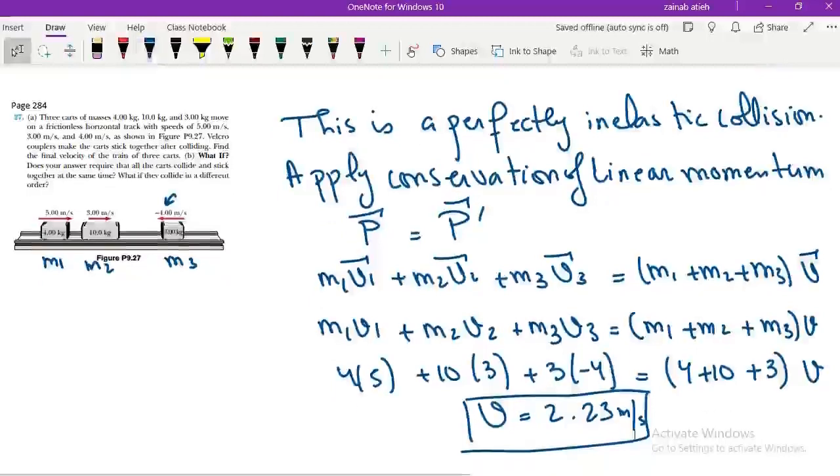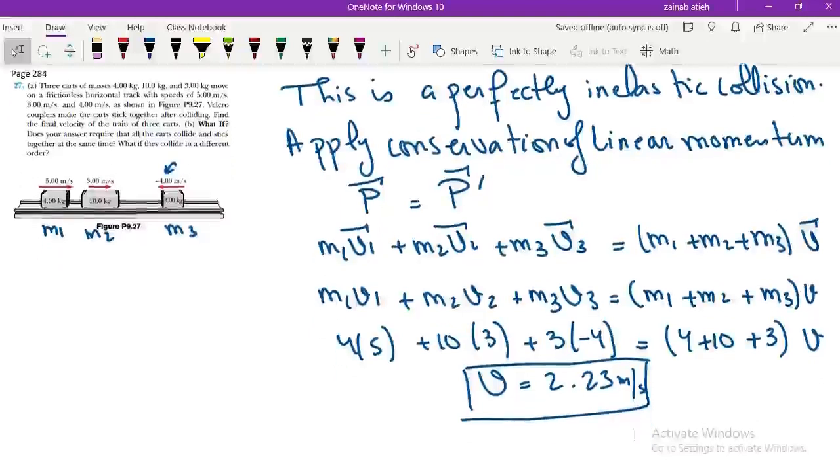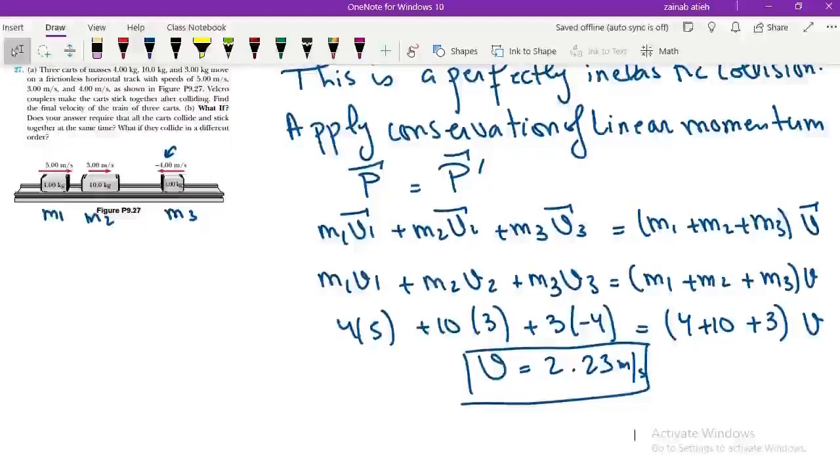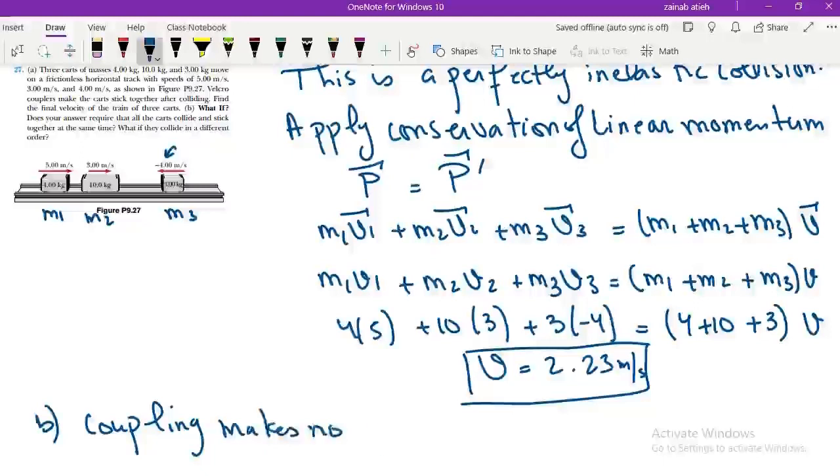Okay, he asks in part B, does your answer require that all the carts collide and stick together at the same time? What if they collide in a different order? If they collide in a different order, or they collide one after the other, we will always have the same answer. Okay, so coupling makes no difference. This is part B. Coupling makes no difference. Okay, this is for problem 27.